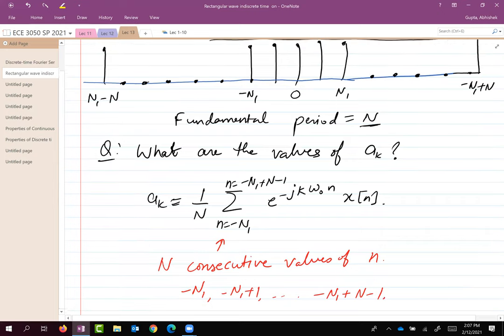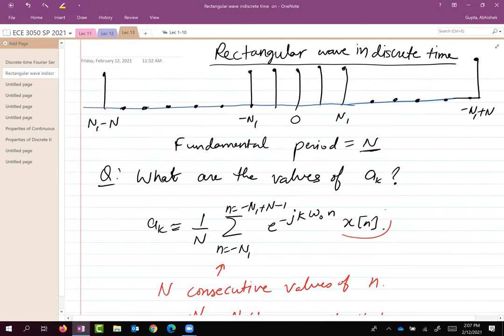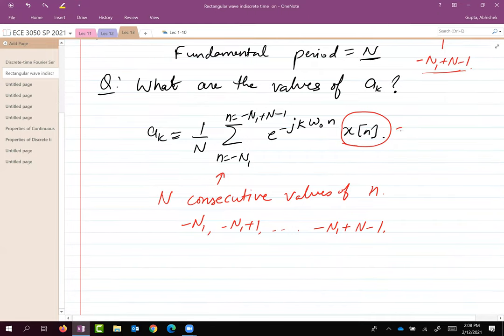Okay, let's go back to the picture. So we see that the value of x[n] is equal to 1 for minus N1, minus N1 plus 1, all the way to plus N1. And then after that, it becomes 0. So this is N1 plus 1, N1 plus 2, and this is N1 plus capital N, minus N1 plus capital N minus 1. So from N1 plus 1 all the way to this particular value, the value of x[n] is 0. So I can actually do the summation only between minus N1 to plus N1, because after that, the values are equal to 0. So this becomes equal to 1 over N, summation n goes from minus N1 to plus N1, e raised to minus jk omega naught n.